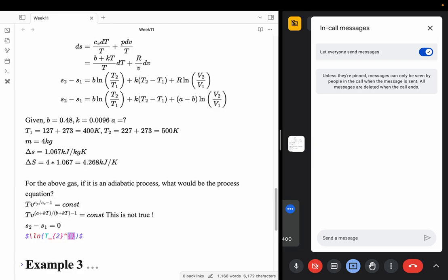T2 to the power B times you have K T2. I can put it as exponential of K T2. And similarly, the other term I can again multiply that with A minus B times V2 to the power A minus B. This should be some constant. Okay.